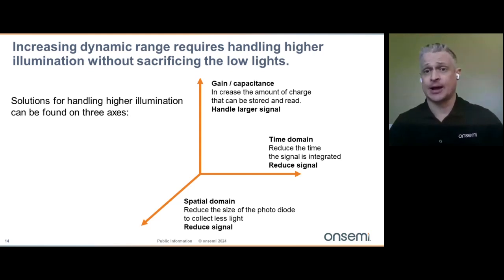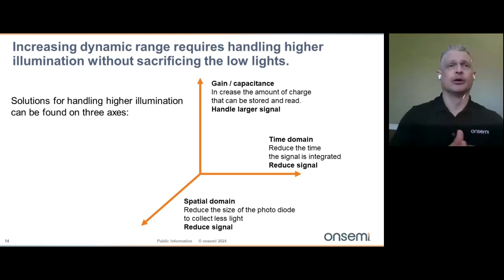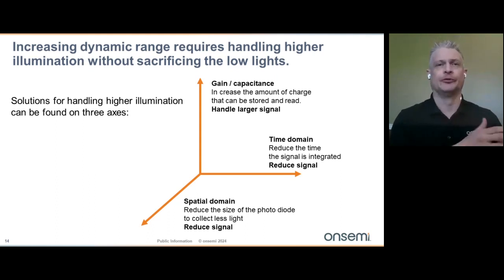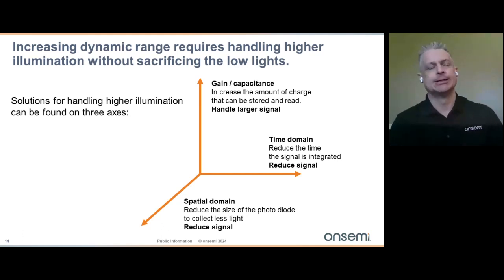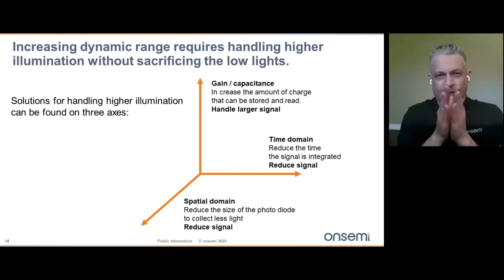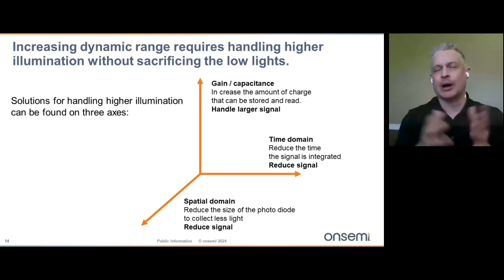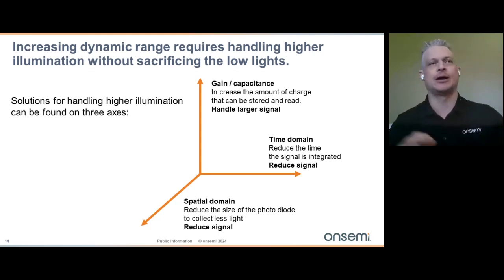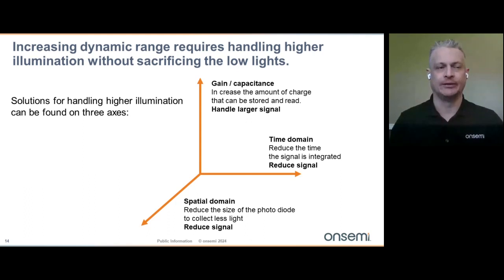There are things that you can do in the time domain, which means maybe you're taking multiple images with multiple different exposure periods. So you have a high exposure for a very long period of time and a very short exposure, and you combine those because now you've got the highlight and you've got the low light. You combine those and you get the image.